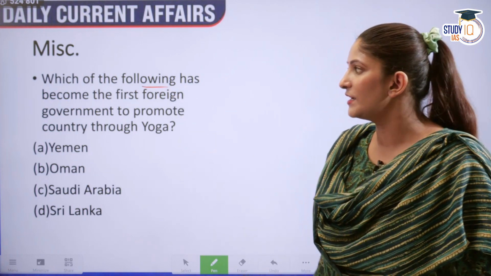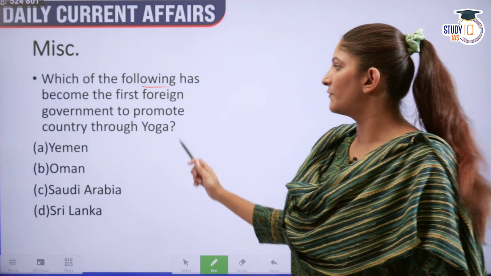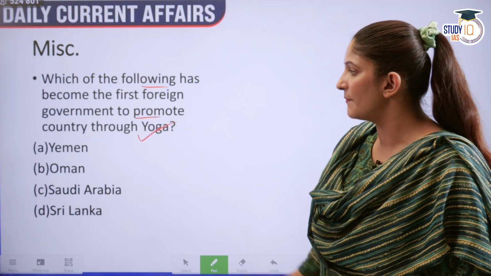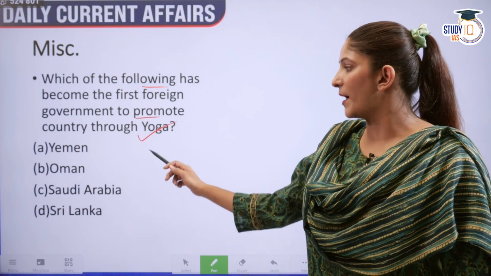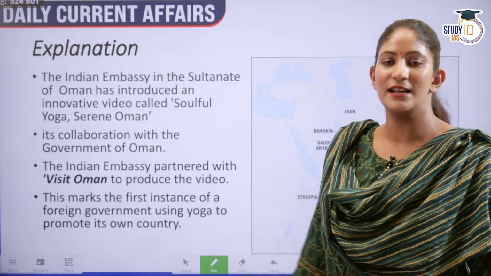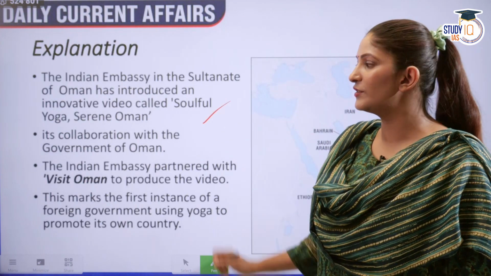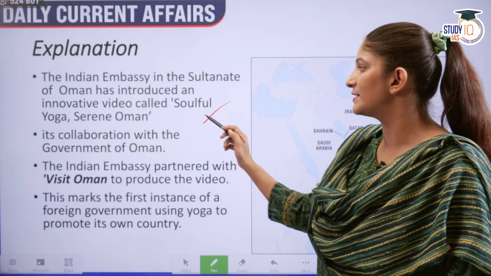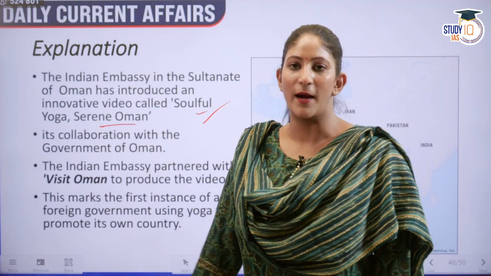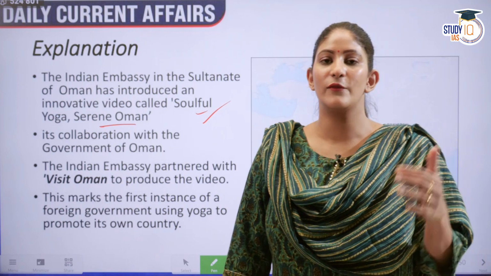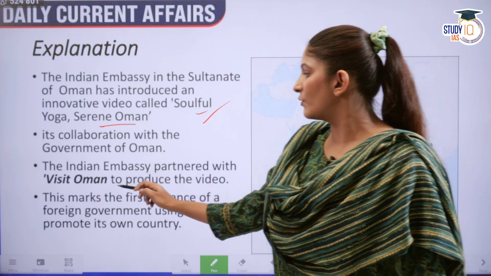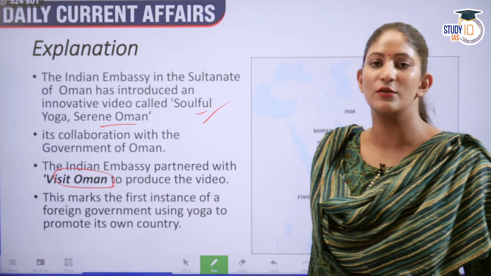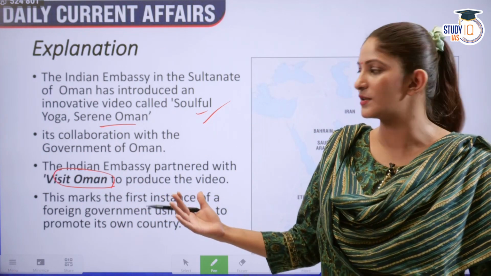Now, which of the following has become the first foreign government to promote country through yoga? Yemen, Oman, Saudi Arabia, Sri Lanka. The correct answer is Oman. Alright. So the Indian Embassy along with the Sultanate of Oman, they have introduced an innovative video which is known as Soulful Yoga Serene Oman. It is for the first time that the involvement of the government of the country is there through the Visit Oman. Okay, Visit Oman is a subsidiary of Ministry of Tourism of Oman.